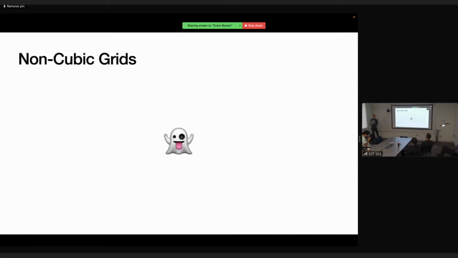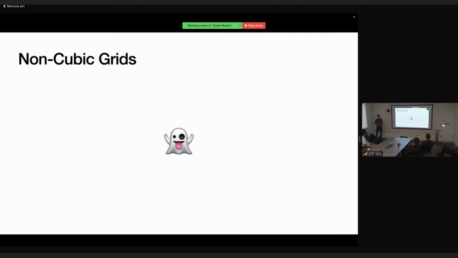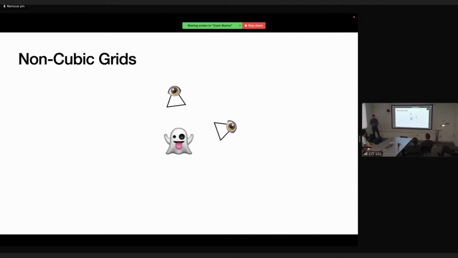Then we have non-cubic grids. So let's say that this is our scene, this is the foreground. And then we have our cameras. Also Halloween themed. I'm going to have to place again because two of these popped up. There we go. Okay. So let's say that we want to allocate a uniform grid with roughly this much capacity to the foreground.